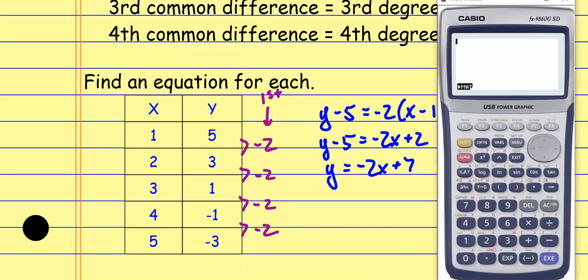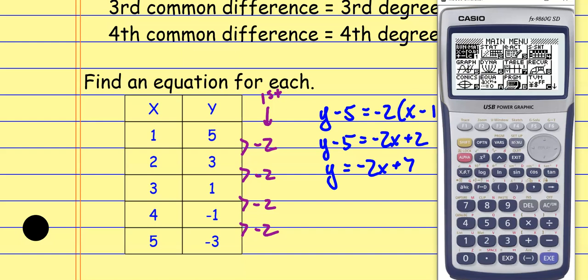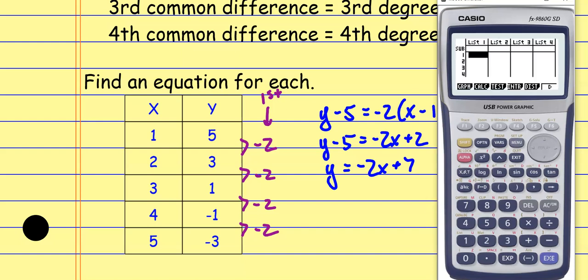For the Casio folks, it's the same thing. You go to menu, over to stat. You're going to punch your list in. And if you remember doing regressions previously, we've done linear regressions and quadratic regressions. We're just going to expand this a little bit today. Obviously, this one's a linear regression.